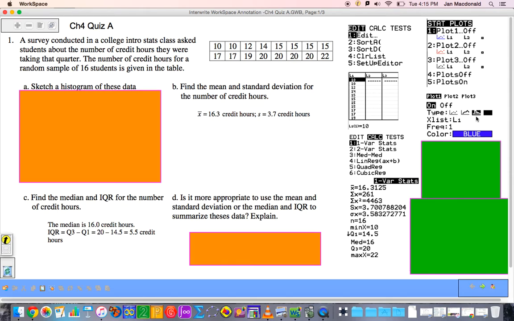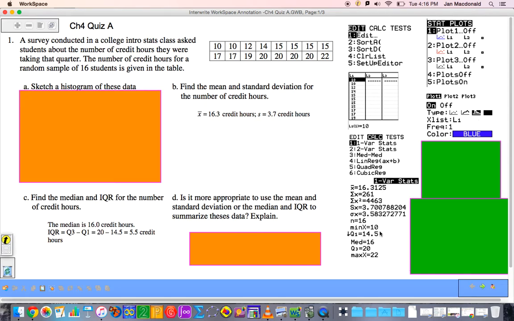We're going to arrow over and select a histogram because that's what they asked us to do. If you have a colored version, the color will say, pick a color, blue, red. Some of you don't have this option, but some of you do. Okay, so we have turned our plots on. We've created a histogram. But before we hit the graph key, we need to talk about the window.